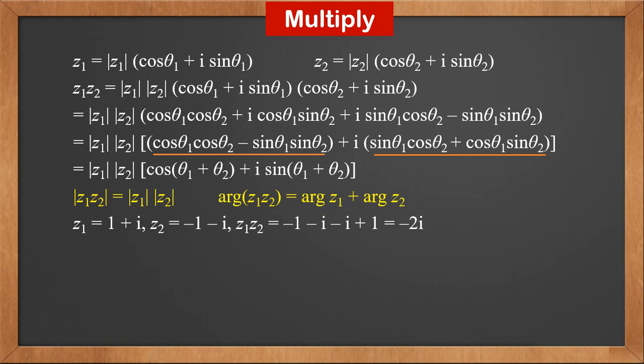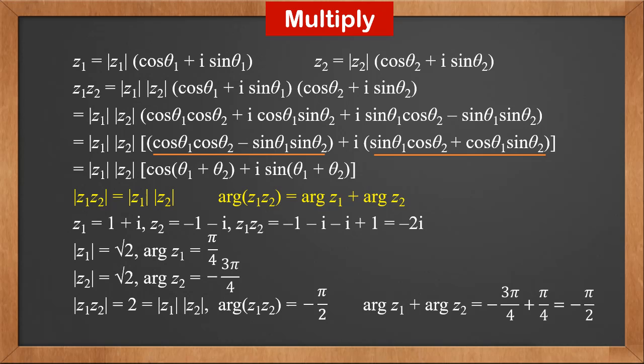Let's look at an example to see how it works. z1 is 1 plus i. z2 is minus 1 minus i. z1 times z2 is minus 1 minus i plus 1, which is minus 2i. Now let's look at their moduli and arguments. z1's modulus is root 2, and argument is quarter pi. z2's modulus is root 2, and argument is minus 3/4 pi.